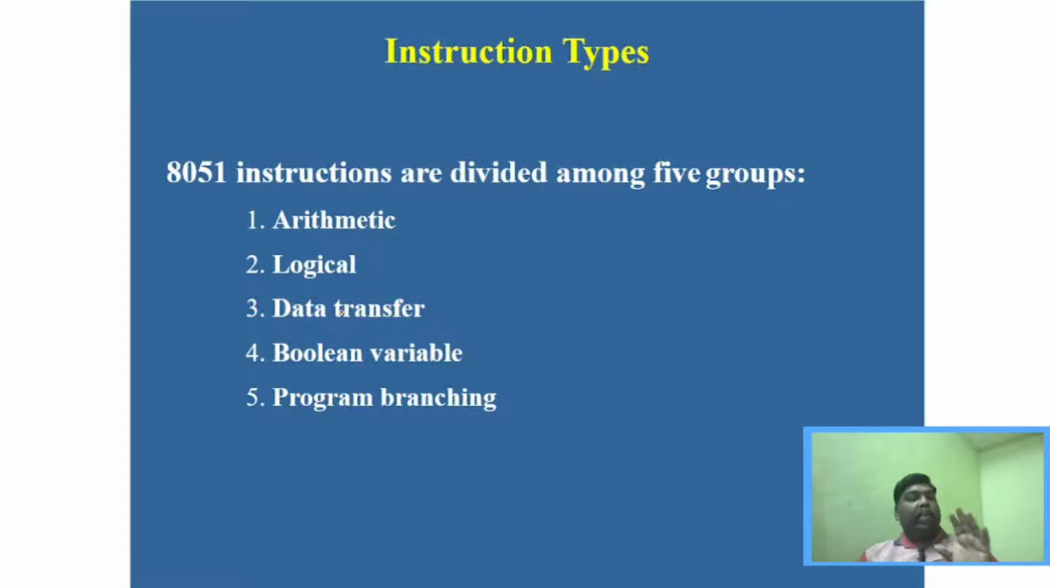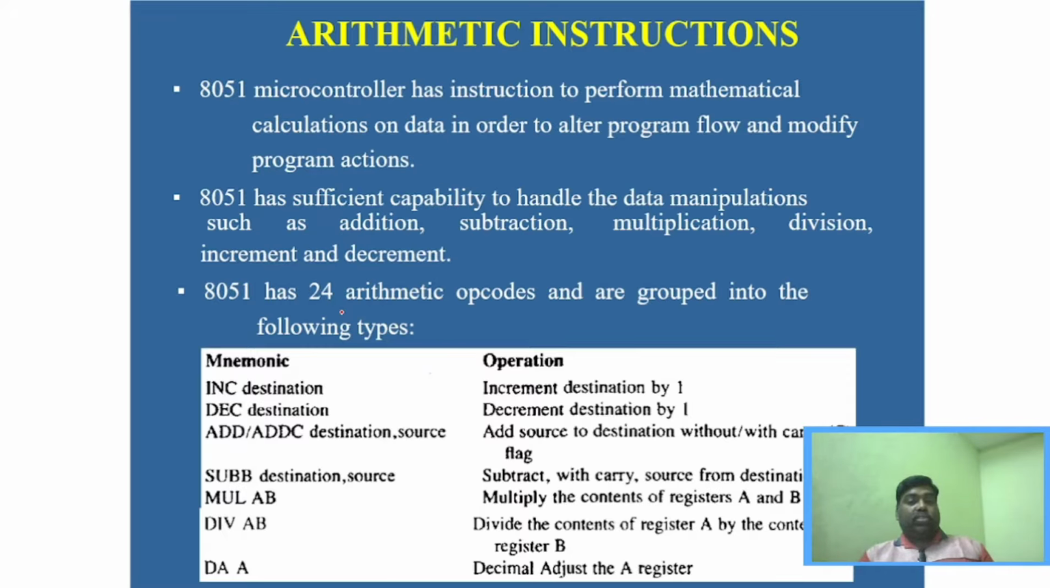predominantly we will have 5 different types of instructions. One is arithmetic, logical instructions, data transfer instructions, Boolean variable instructions, and program branching instructions. And today we are going to see arithmetic instructions, right? When we say arithmetic instructions, it's all about addition, subtraction, multiplication, division, and also it will do increment and decrement operations, right?